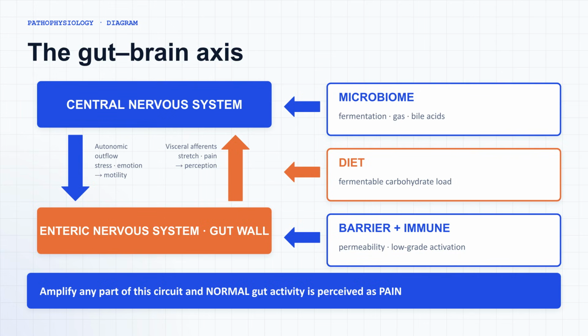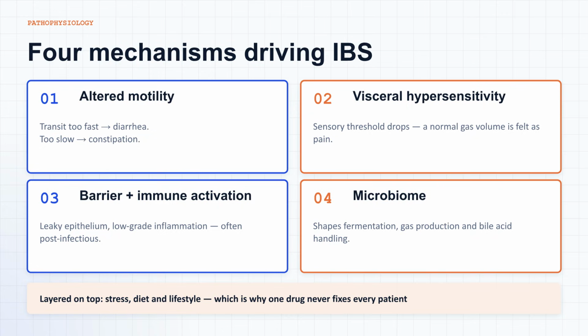Notice that the loop runs in both directions. That is why a brain-directed therapy can relieve a gut symptom. Four mechanisms drive symptoms in irritable bowel syndrome. First, altered motility. Transit runs too fast, and you get diarrhea. Or too slow, and you get constipation.